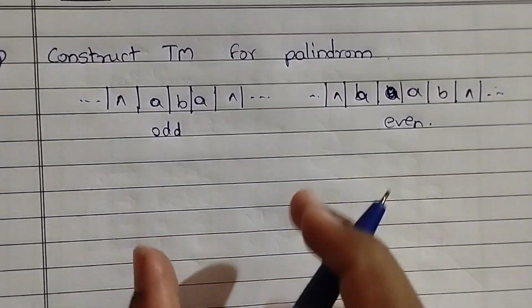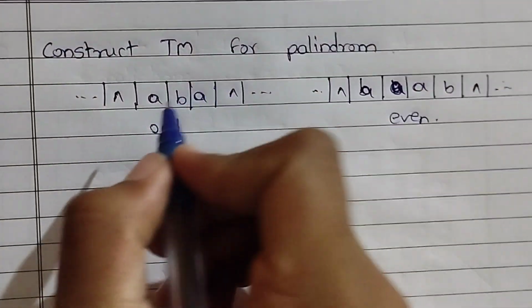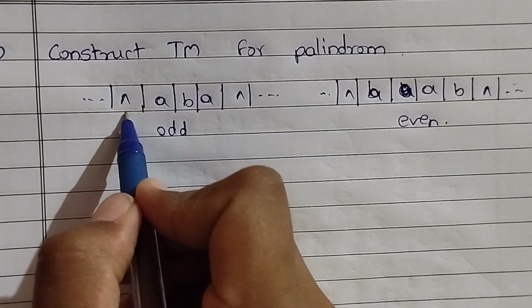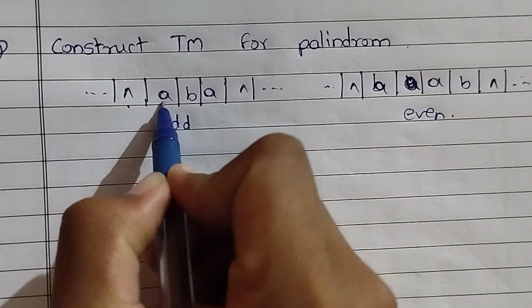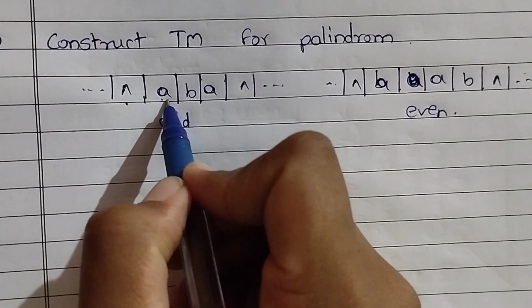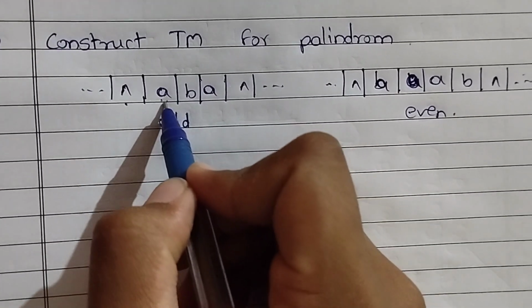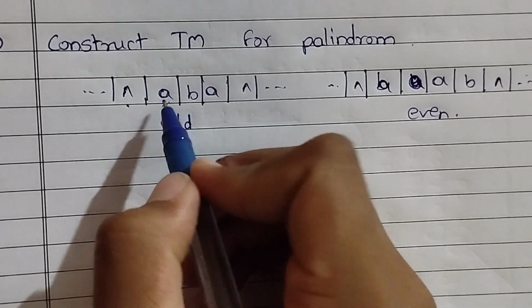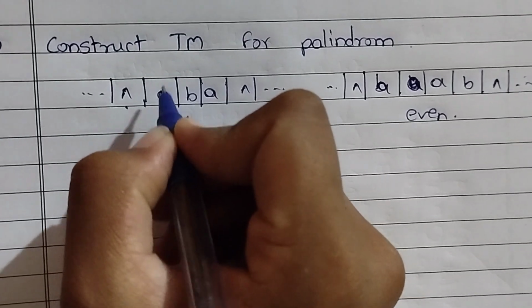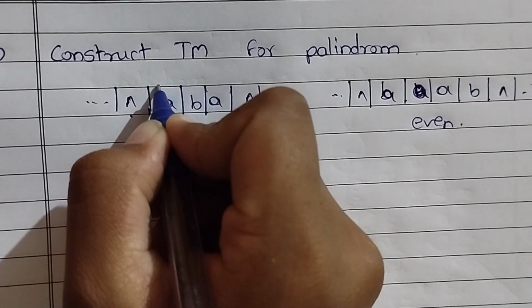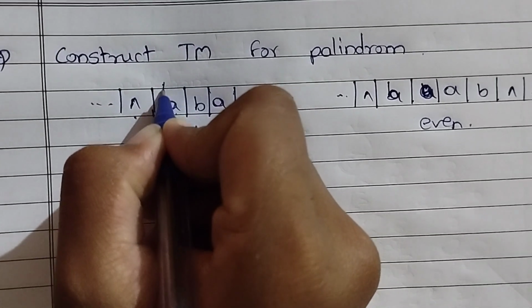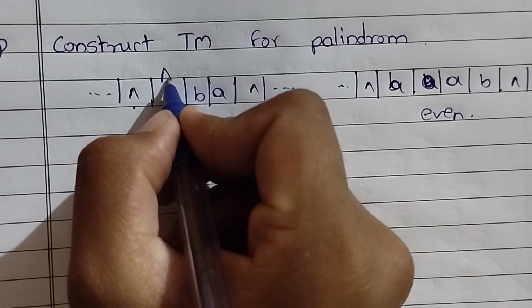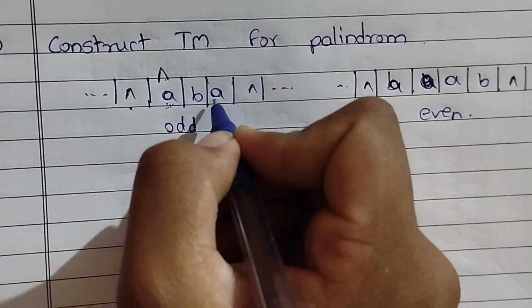Now which logic do we build here? First we read this null value. When you read the null value, move to the right side, then you read this string, either A or B. In this case we read A. Then if you read any symbol, change it to the null. This first symbol is transferred to the null and move to the right side.